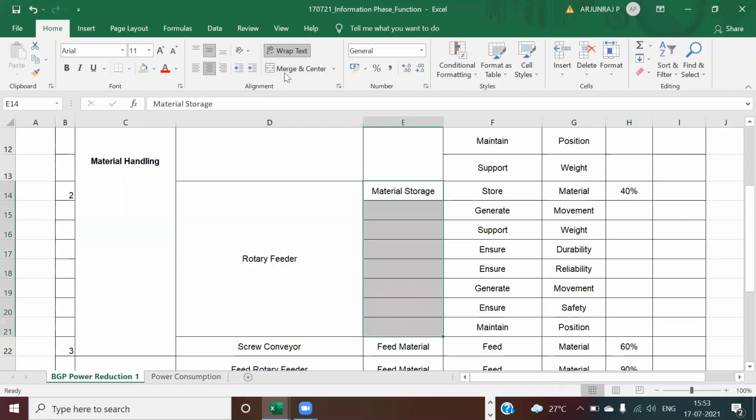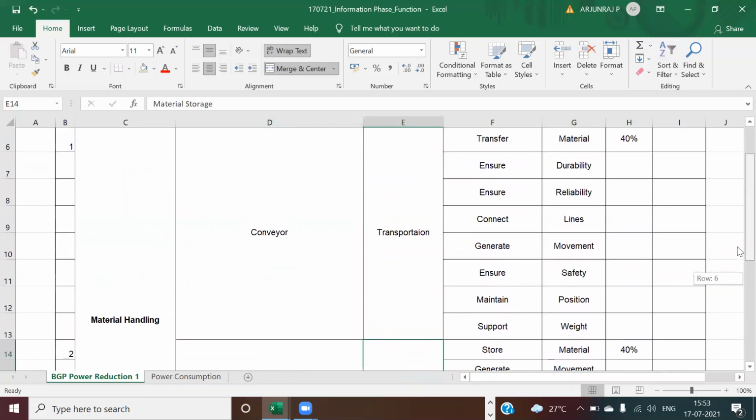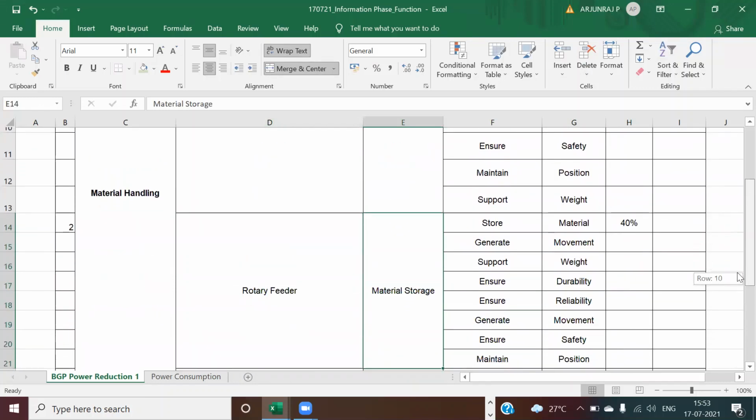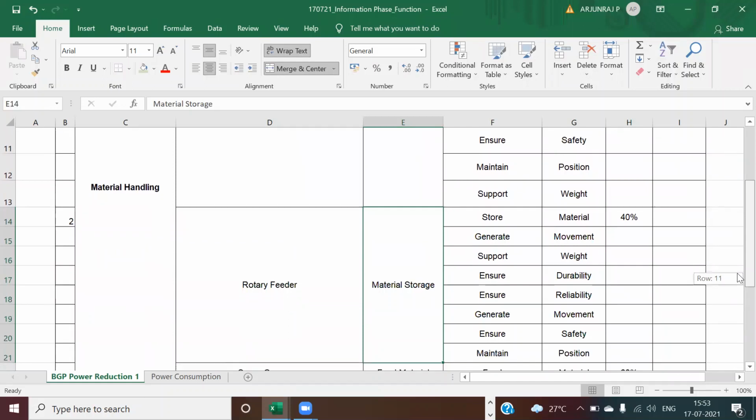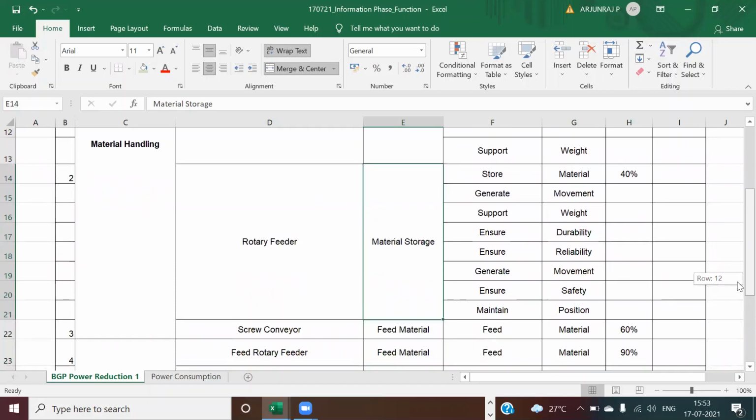Yes, this is the material storage. Now, is there any other thing apart from that for the rotary feeder? Whether the rotary feeder also needs to have lesser vibration, right? The vibration will be more, right?